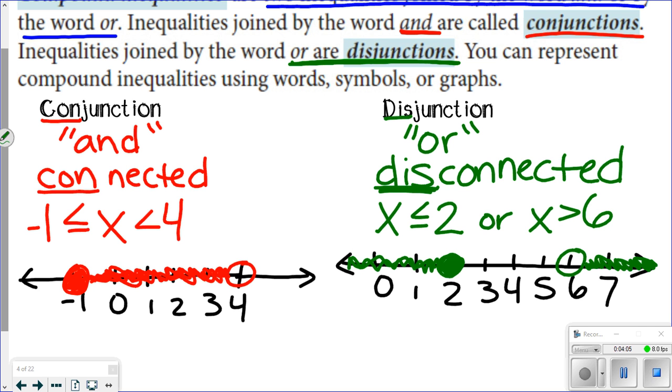So these are called compound inequalities. And we're going to take a look at these in the book, how to write them, how to graph them, and how to solve.